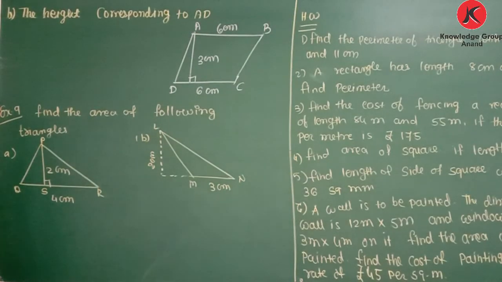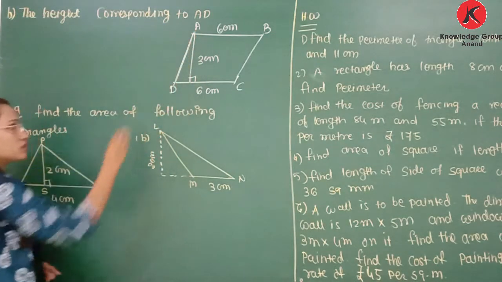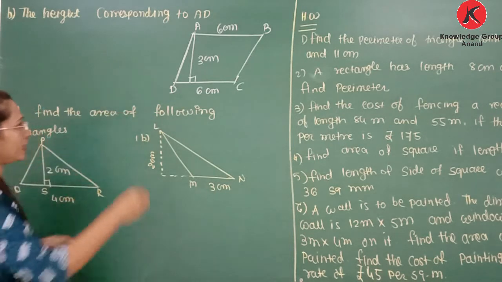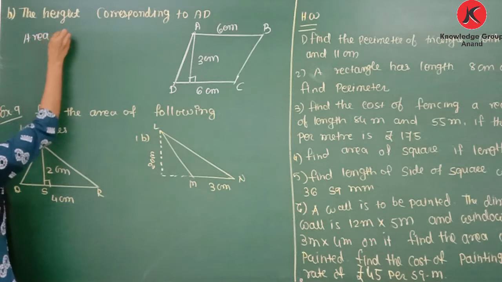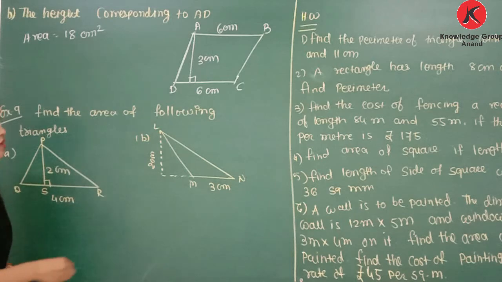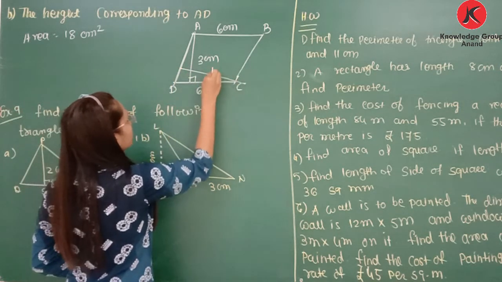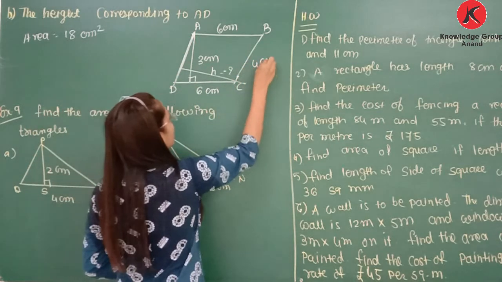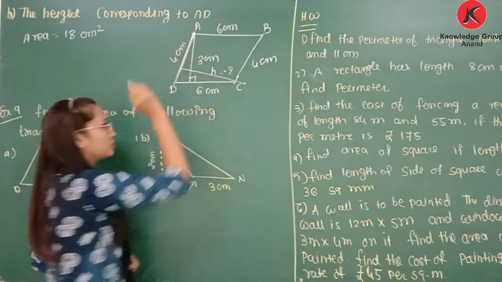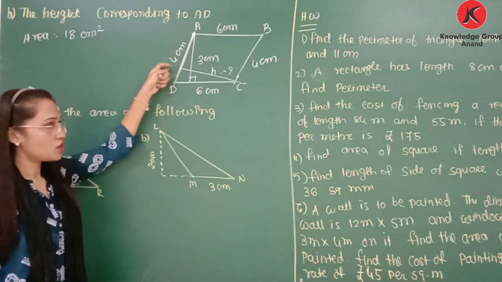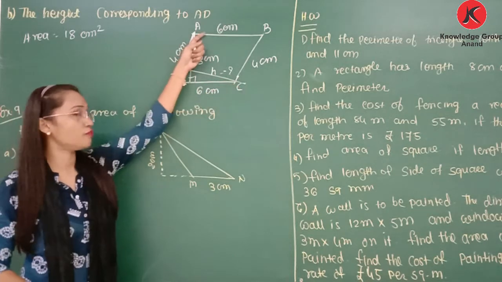Now part B is the height corresponding to AD. So here AD is this length. We need to consider the same parallelogram for part B. Here we found that the area is 18 centimeters square, so the area need not be changed. Now we need to find this height corresponding to AD. We know that this is 4 centimeter and this is also 4 centimeter. In the question it is written that one side is 6 centimeter and another side is 4 centimeter. So here we need to find this height, so the base will be 4 centimeter.